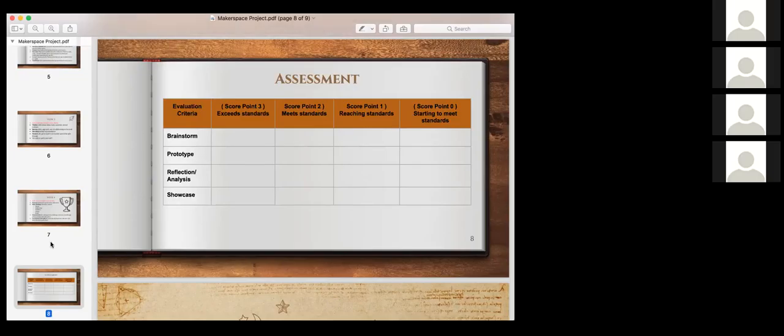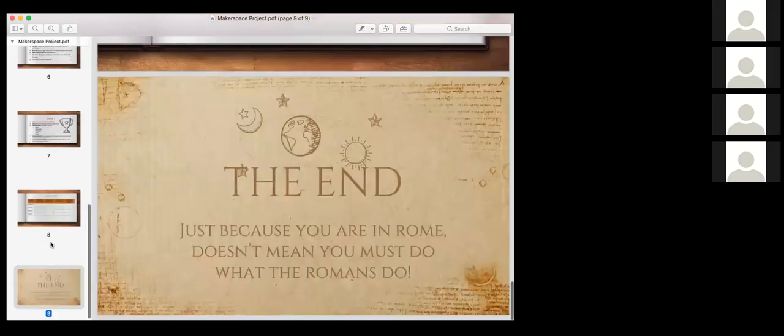So at this showcase stage, we want the students to document the whole stage as a digital book, and then as a reflection piece it is shared with the peers, as a part of the assessment. Yeah, that is the end.